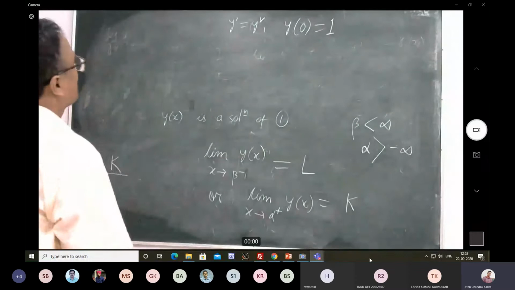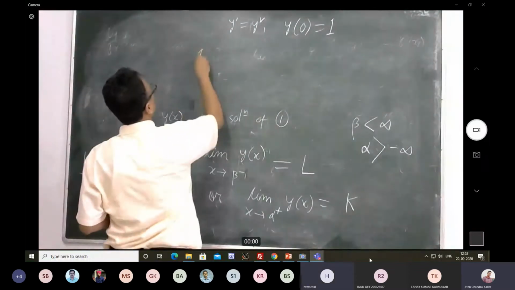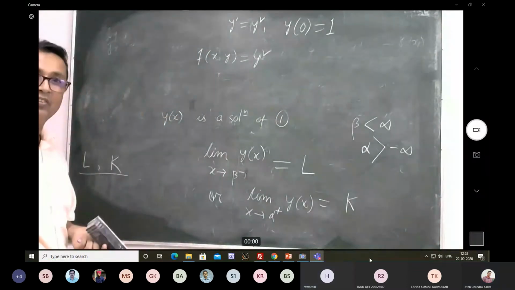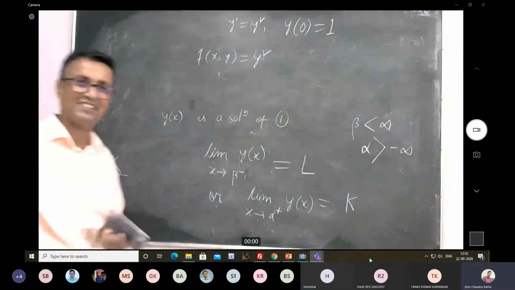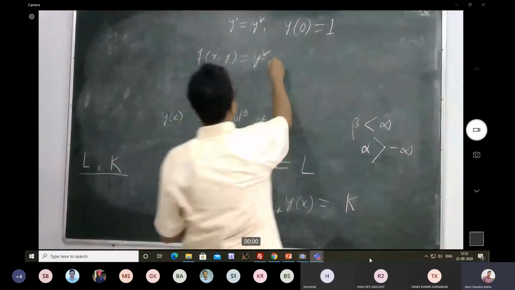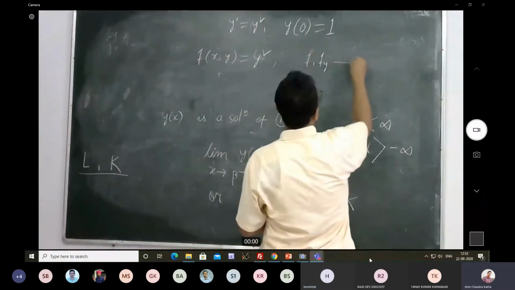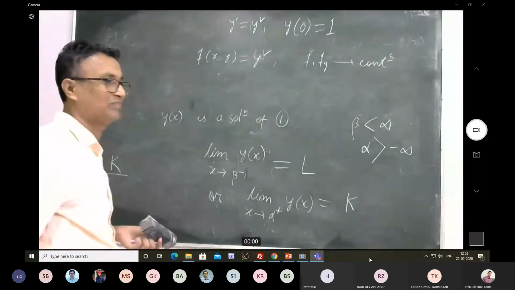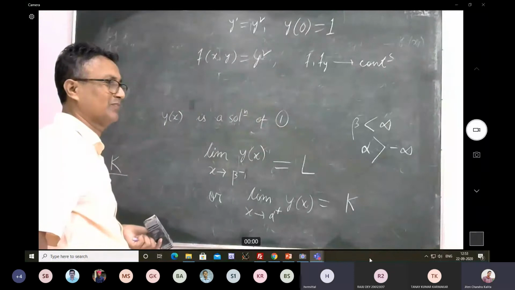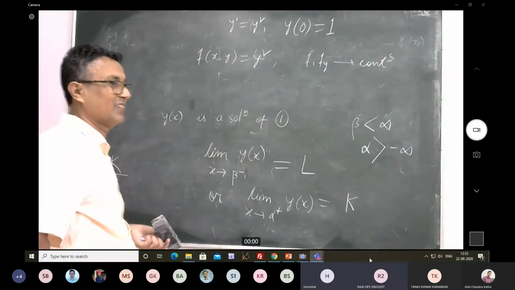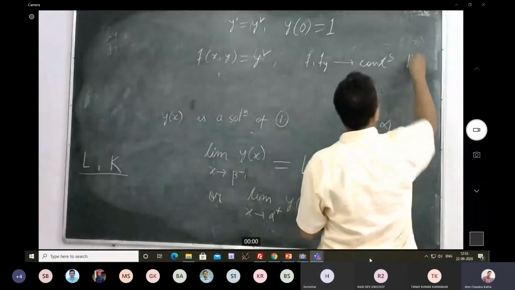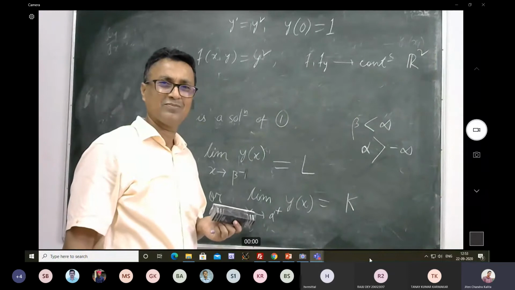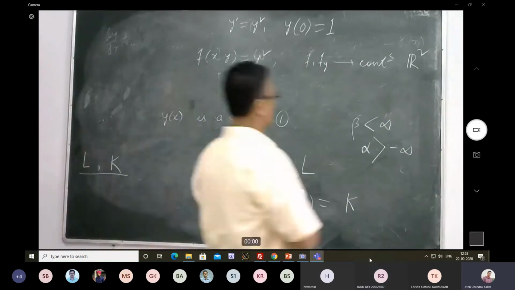Can you tell me? Here, say f of this. Is it okay? So obviously, your f and f_y are continuous where? On the whole real line, R squared. Whole R squared, right? Isn't it? Yes, sir. Whole R squared. Okay, fine.